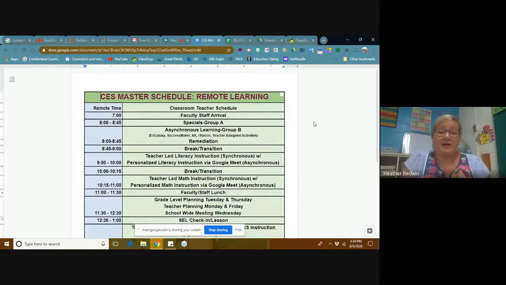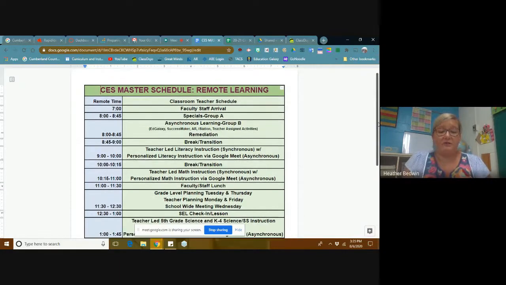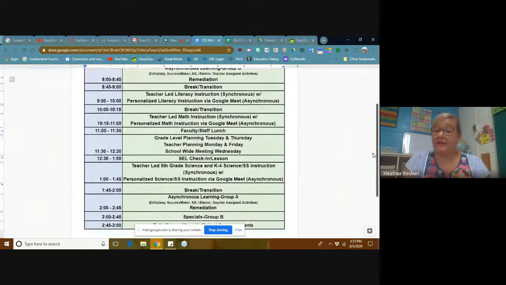At 11 o'clock, we then break off until 12:30. We are giving students and families a 90-minute break for lunch. We hope that during this 90 minutes, you are able to go to one of the facilities and pick up lunch for your students, and then come home, have a lunch, and then rejoin us again at 12:30 in the afternoon. After lunch at 12:30, we will have an SEL lesson.